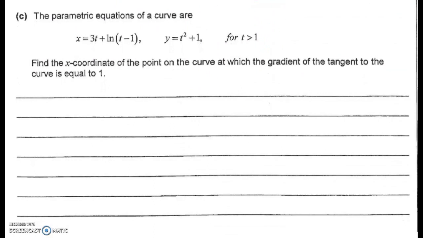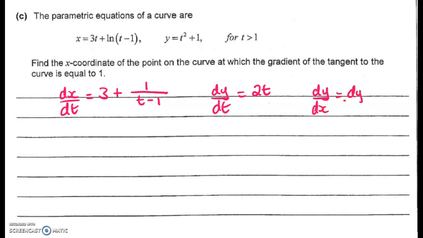Part C is parametric equations, so the first thing to do is differentiate each of those with respect to t. So if we differentiate x, we have 3 plus ln of t minus 1 becomes a fraction. When we're doing derivatives of ln, whatever's inside goes on the bottom of that fraction with 1 on the top. So if we differentiate, dy by dt becomes 2t. Now, if we're doing dy by dx, let me just rewrite that. dy by dx will be dy by dt times dt by dx.